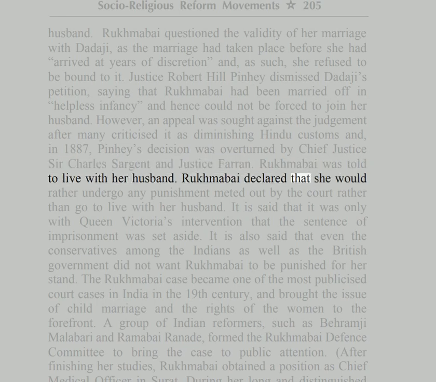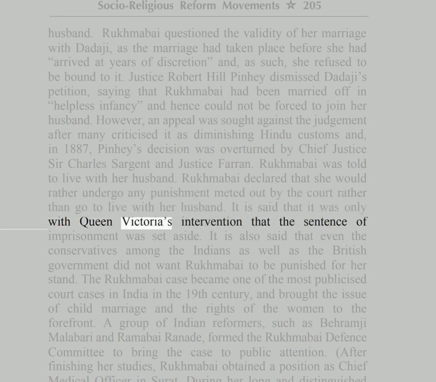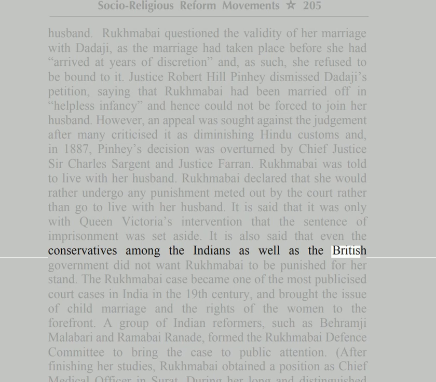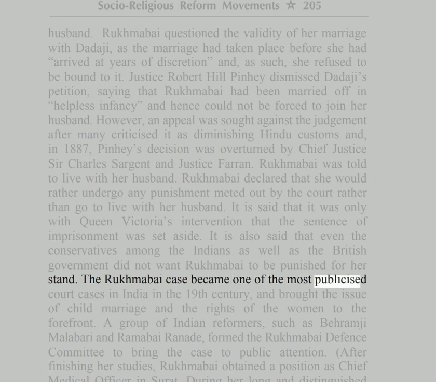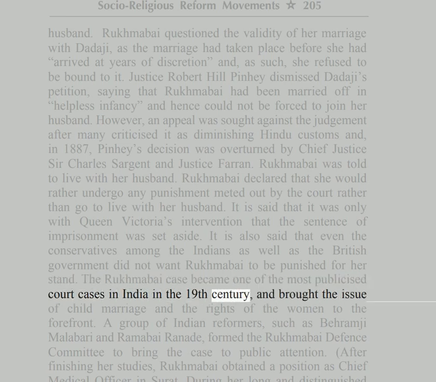Rukmabai declared that she would rather undergo any punishment meted out by the court than go to live with her husband. It is said that it was only with Queen Victoria's intervention that the sentence of imprisonment was set aside. It is also said that even the conservatives among the Indians as well as the British government did not want Rukmabai to be punished for her stand. The Rukmabai case became one of the most publicized court cases in India in the 19th century, and brought the issue of child marriage and the rights of women to the forefront.